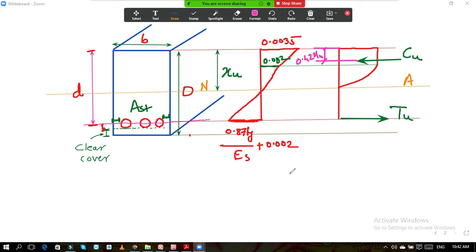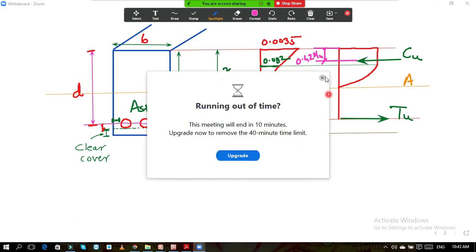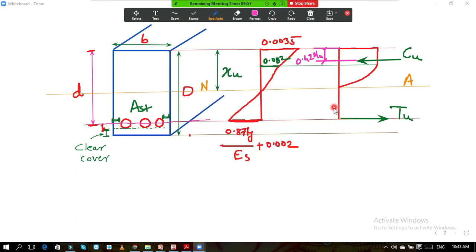I hope now you understood this diagram. Now here if you see, this is your effective depth up to this point. So up to this point from the top, this is the effective depth. If I want to calculate the distance between these two, then from this total depth, if I deduct this value, I will get the distance between these two forces, tensile and compressive forces. And this is also called as the lever arm.